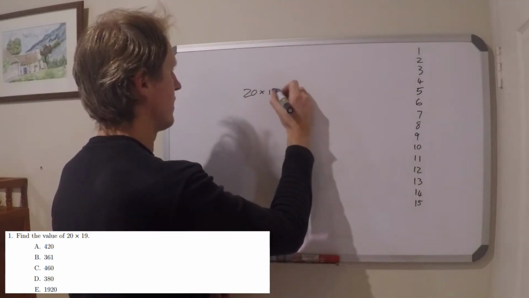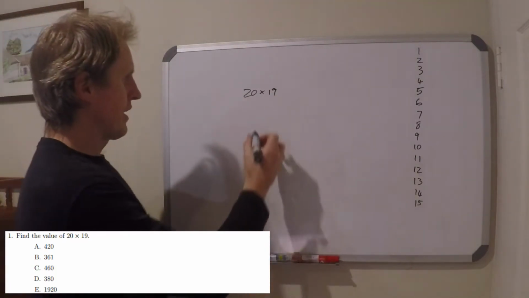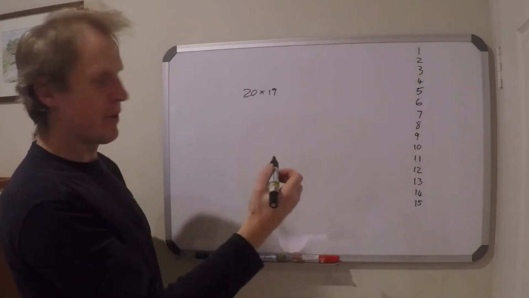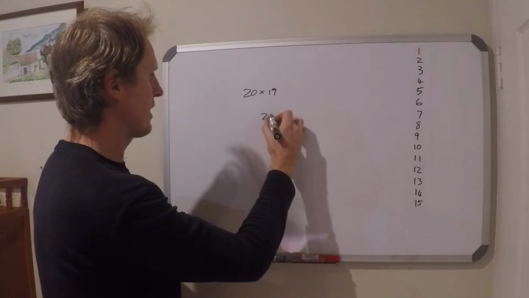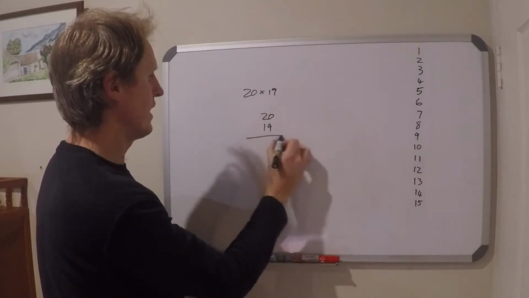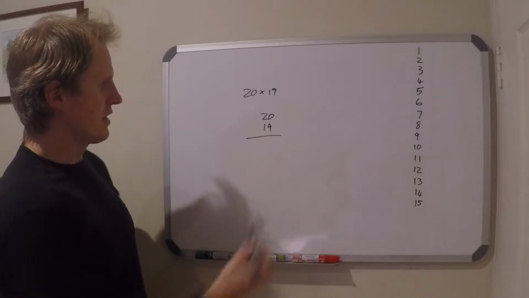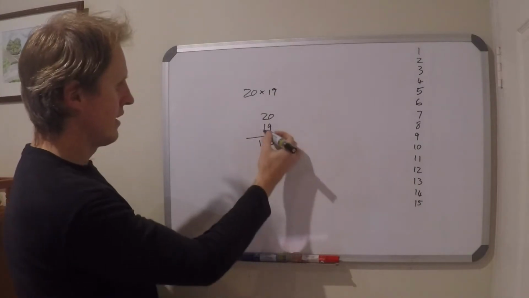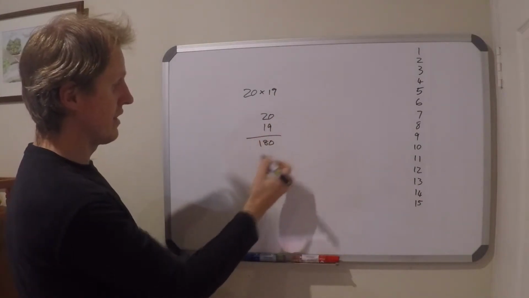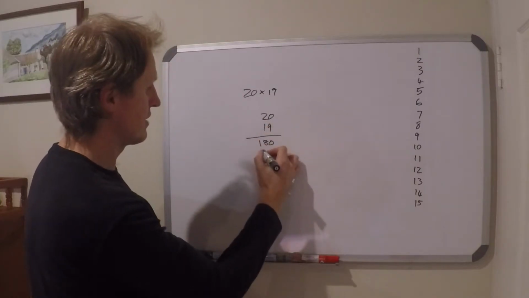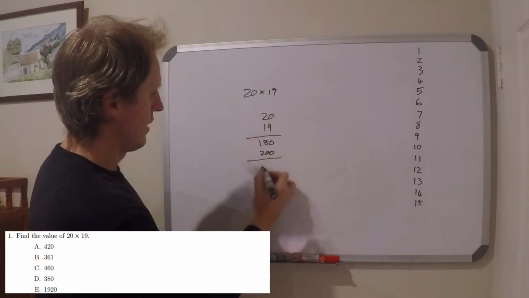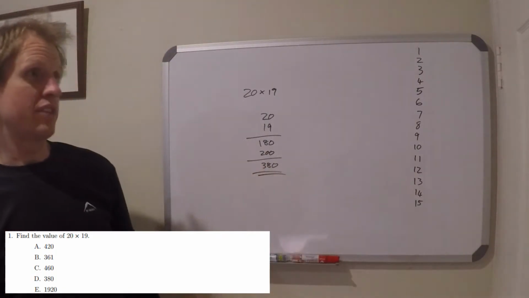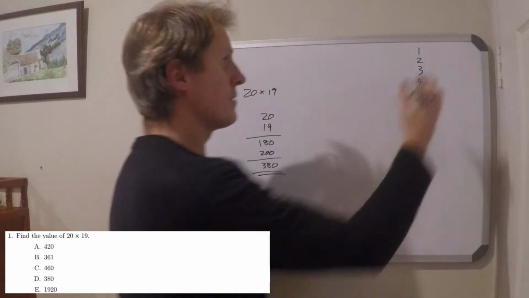20 times 19. Okay, this can be done in a variety of ways. I'm going to just start with the main way that everyone knows, long multiplication, 20 times 19. In this case, we're going to say what's 9 times 20, and we're going to get 180. And then what's 10 times 20? That is 200. Add those up and we get 380. Okay, so the answer there is D.